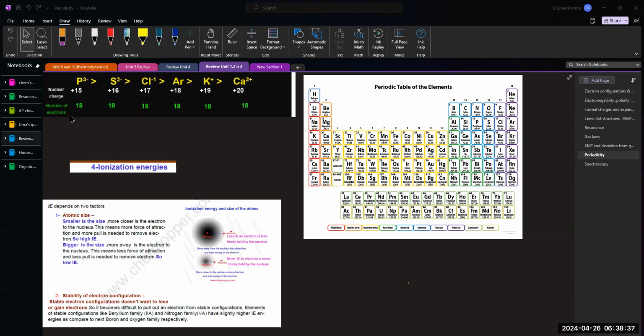Now this is one factor. So we are working with ionization energy. So can all of you answer my question? Across the period, left to right, what happens to atomic size? What happens to ionization energy? Yes, Ritika, very good. Group, what happens to atomic size?